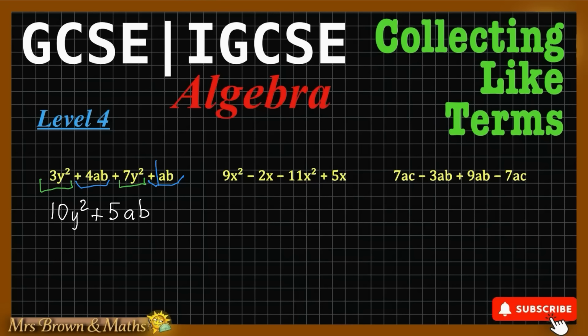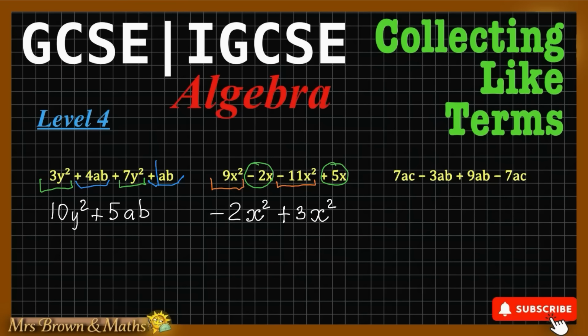Next question. 9x squared minus 2x minus 11x squared plus 5x. X squared terms: minus 2x squared. X terms: plus 3x. Final answer is minus 2x squared plus 3x.